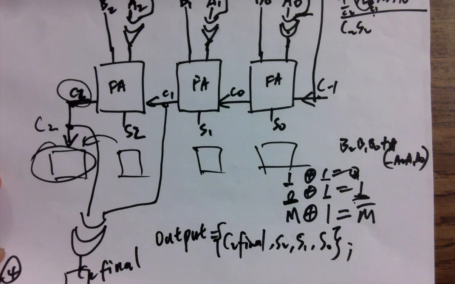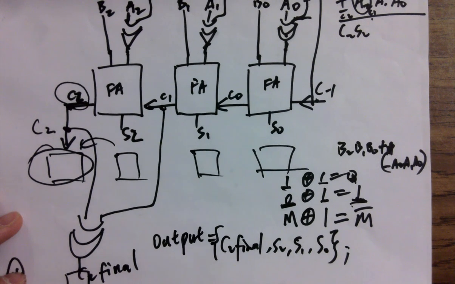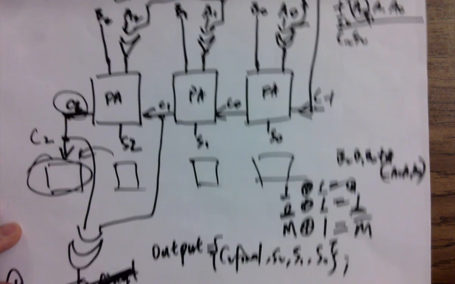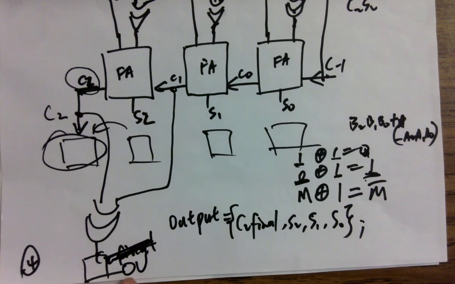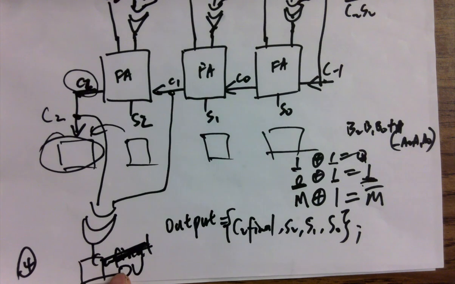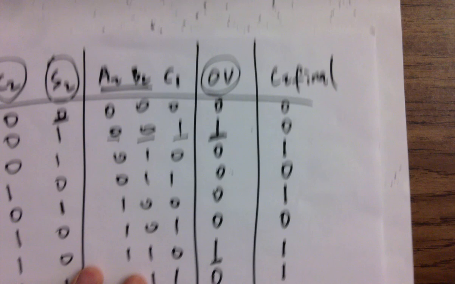Any questions on this? So now we know that C2 final. Oh, sorry, this is the OV indicator. It's not C2 final. It's an OV indicator. So if you have an OV indicator, we know whether it overflows, right? This is 1 or 0. If it's 1, it overflows. If it's 0, it's not overflowing. So if it's a 1, it overflows. Then we are looking at this guy.